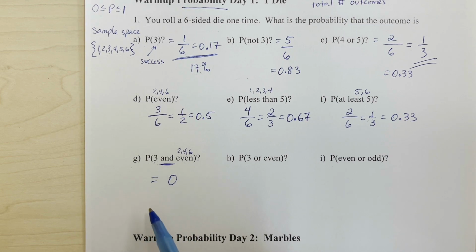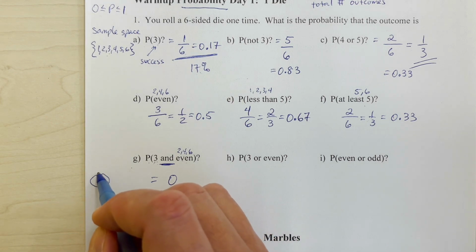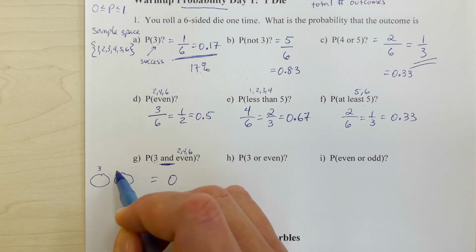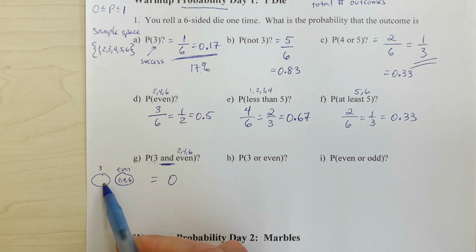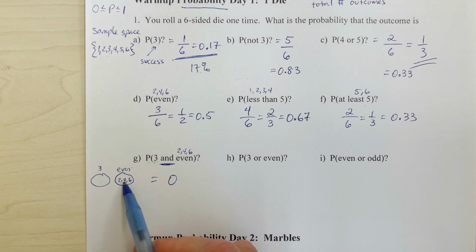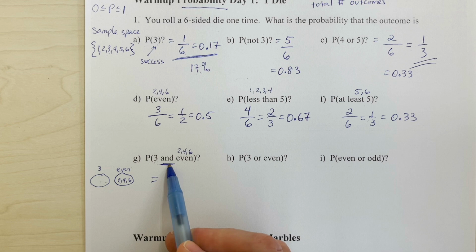If you want to think of this visually, we can think of it as like a Venn diagram where here's 3, here's the even numbers, which are like 2, 4, 6. They have no overlap. If I'm in this circle, I can't be in this circle. It's impossible. So the probability of both of them happening at the same time is 0. And it's because of this word and.